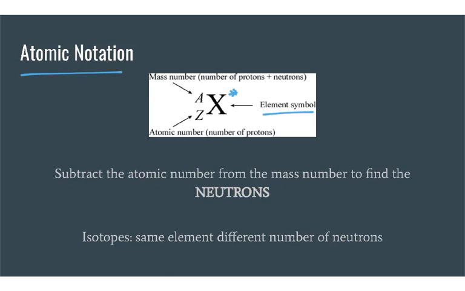The number on the top left is going to be our mass number, which is the number of protons plus neutrons. Should just be a refresher. Z on the bottom left, that's going to be our atomic number. So this is bottom left.